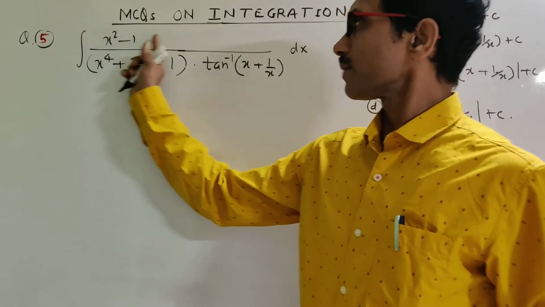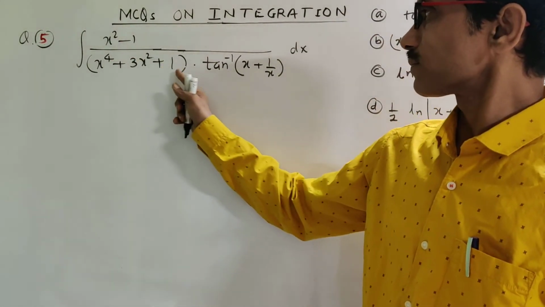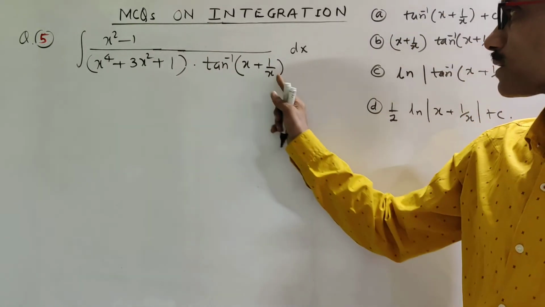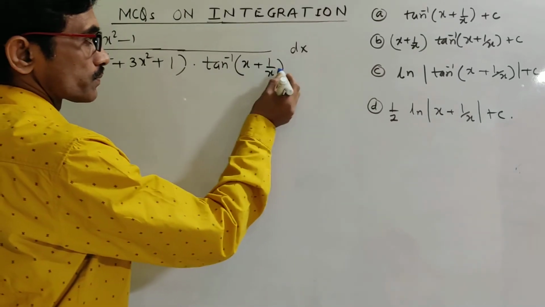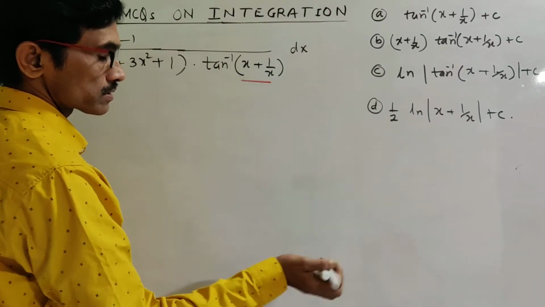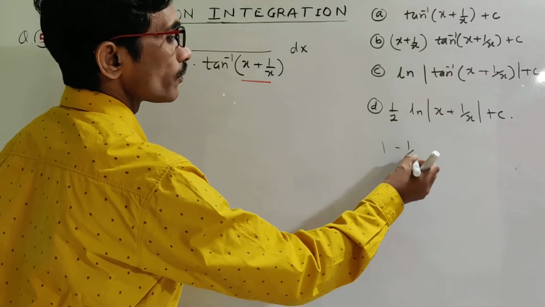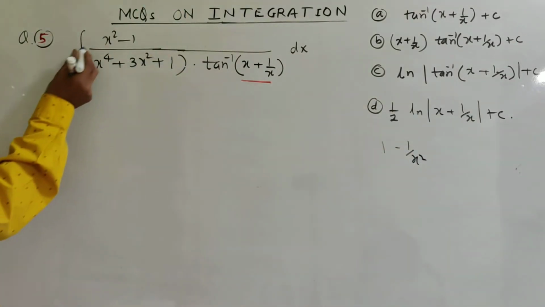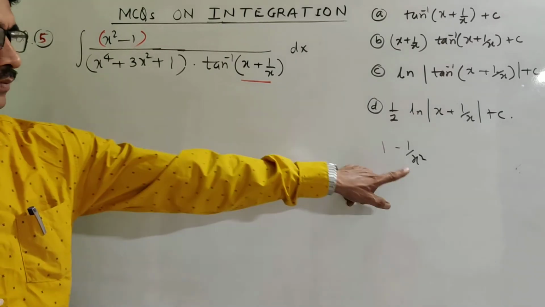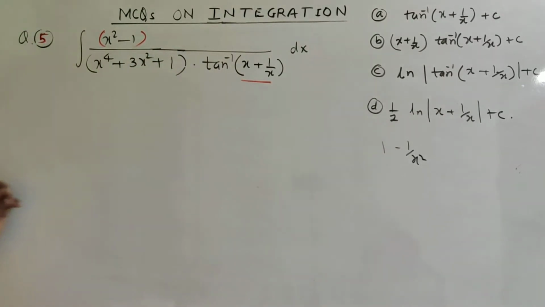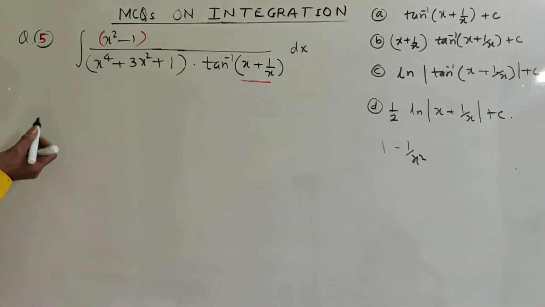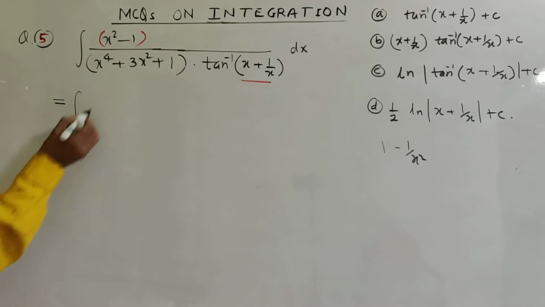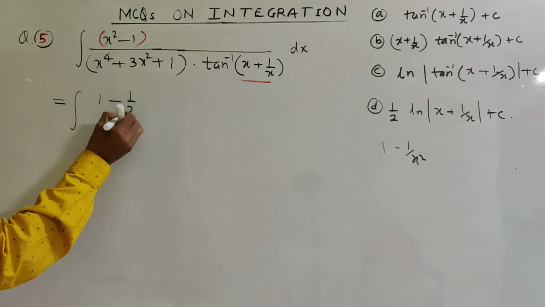The question is the integral of x square minus 1, upon x to the power 4 plus 3x square plus 1, times tan inverse of x plus 1 by x. Here by observation, the derivative of x plus 1 upon x is 1 minus 1 upon x square. So here we can get 1 minus 1 upon x square by dividing by x square. So we divide the numerator and denominator by x square. So here we will get 1 minus 1 upon x square.